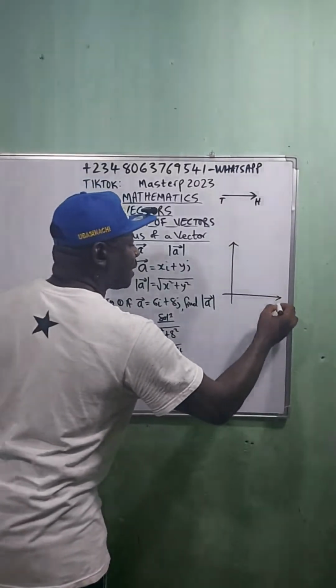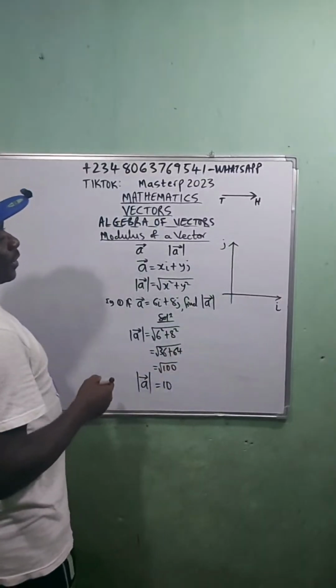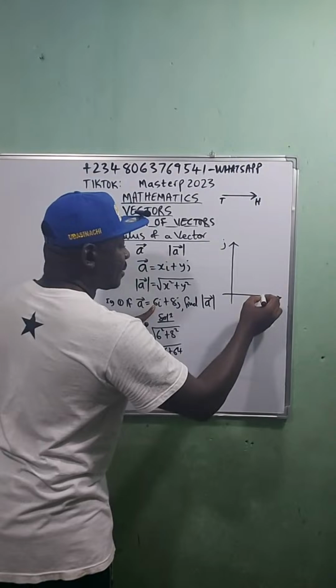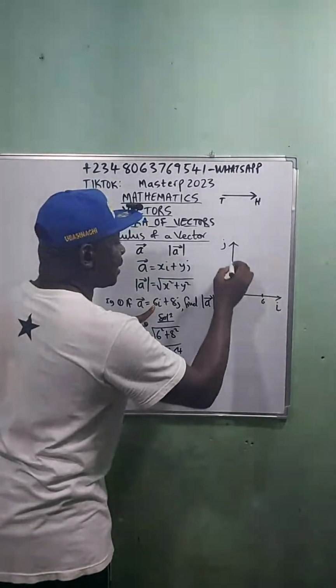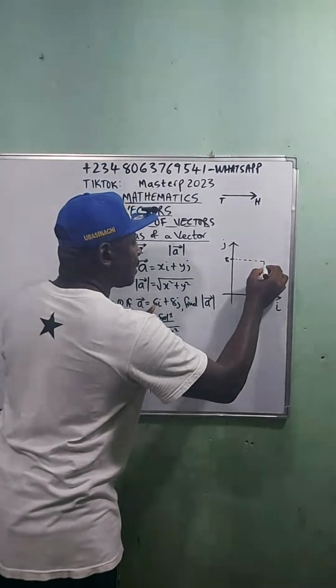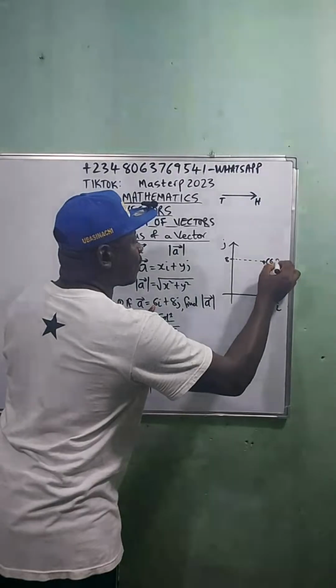This is the i component. The i is like the horizontal, j is the vertical or the ordinate. So here is 6, so we'll have 6 here. Then here is maybe 8. So you see that if you extrapolate it, they'll meet somewhere here, and that point there is (6, 8).